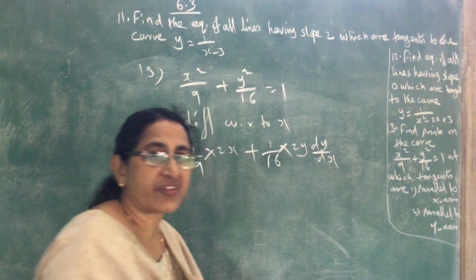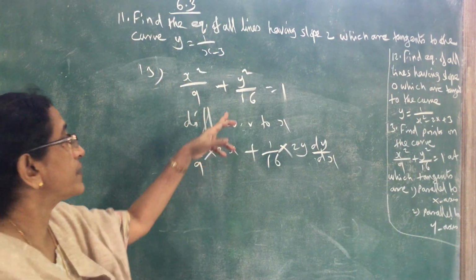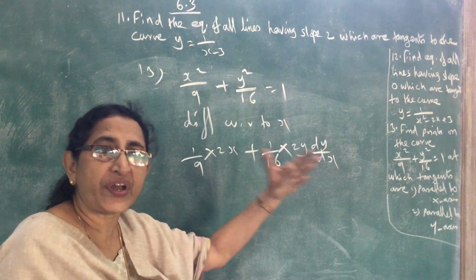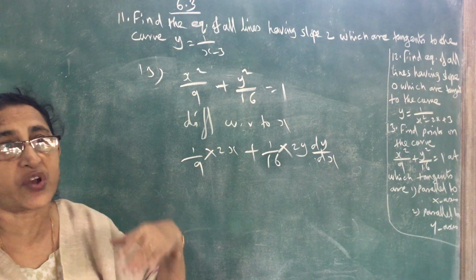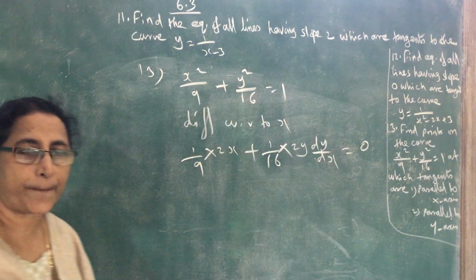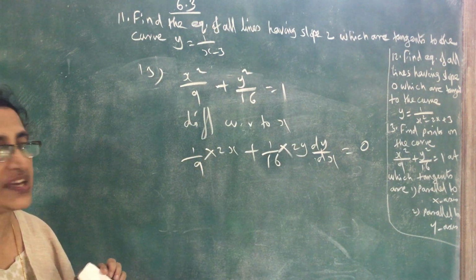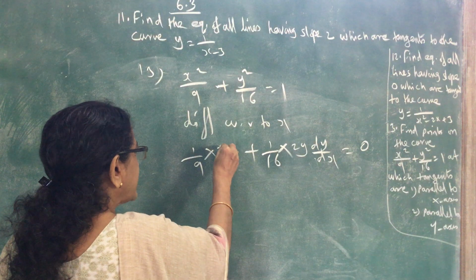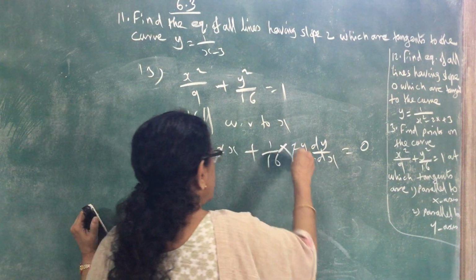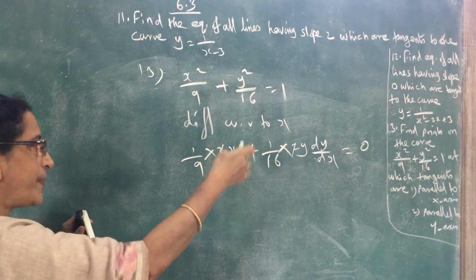We are differentiating with respect to x. Therefore, the derivative of x square is only 2x, but the derivative of y square is 2y into dy by dx, differentiating with respect to x. That is equal to the derivative of 1, that is 0. So we differentiated. Now using this, we have to find dy by dx. So here, 2 we can cancel from all the terms, 0 by 2, 0.